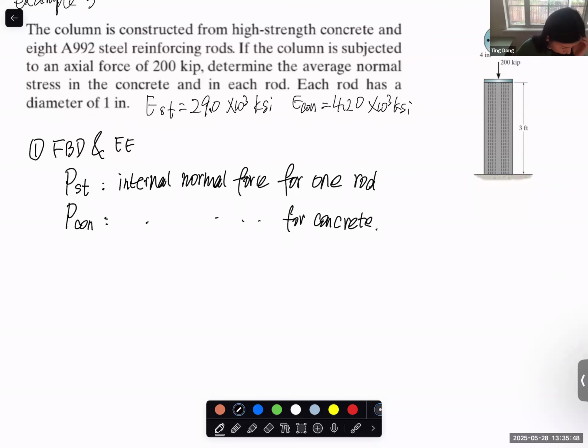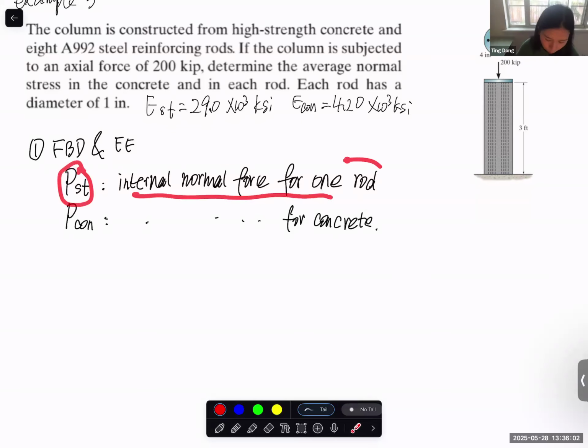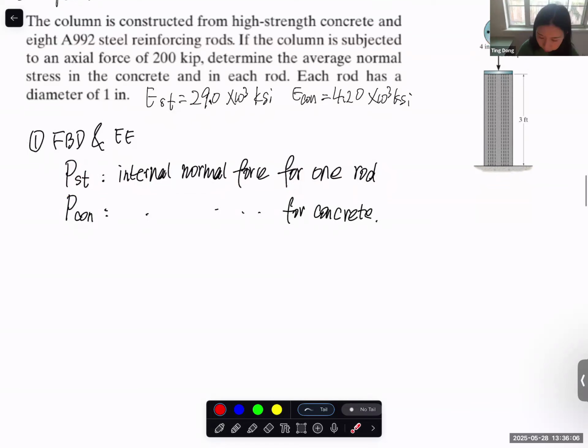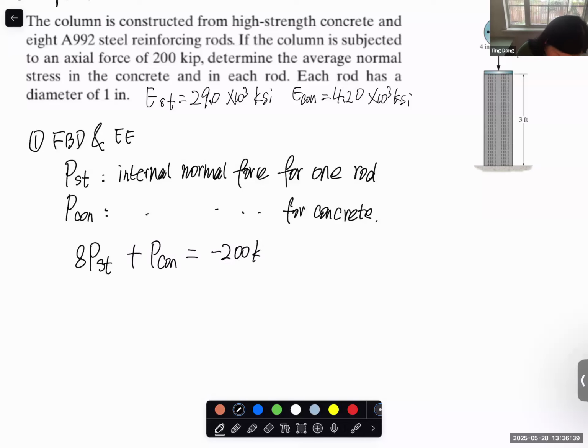How to write this equilibrium equation? Anyone? If we set this one as the internal force of one rod, and we have 8 steel rods in total, and the rest part is the concrete, and we use P concrete as the internal force for concrete, how to write the equilibrium equation? As I said, we have 8 rods in total, so the steel rod internal force. E stands for equilibrium equation.